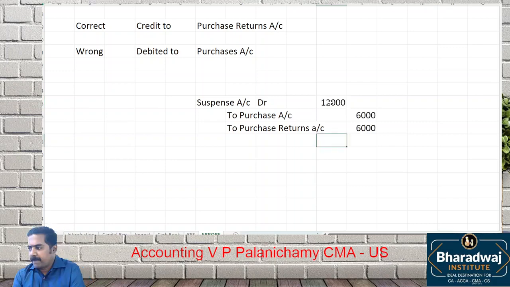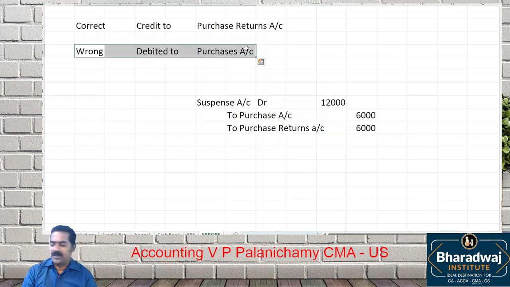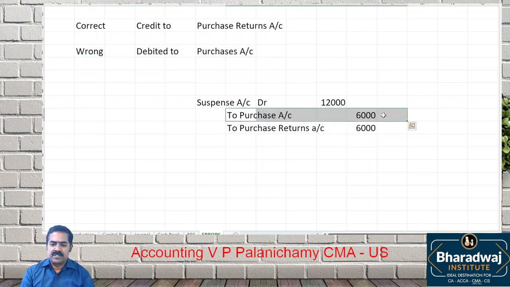Journal entry would have been correct. In ledger posting, for example, you passed the journal entry properly. Then while posting in the ledger, instead of recording in purchase returns, you recorded in which account? Purchases account. So it should have been credited in purchase returns, but it was wrongly posted in the purchases account. So how to rectify? Credit purchase returns, and the wrong debit will be removed by crediting which account? Purchase account.